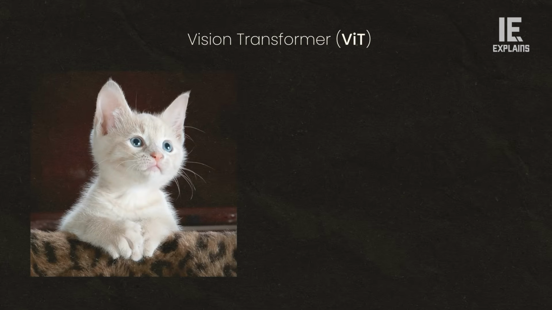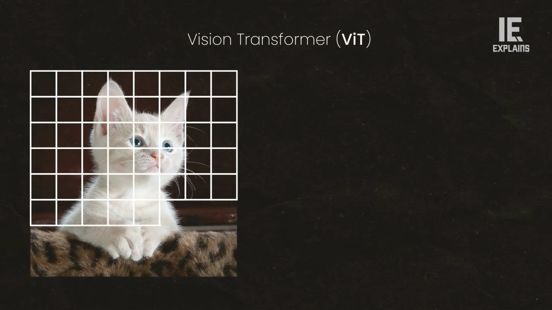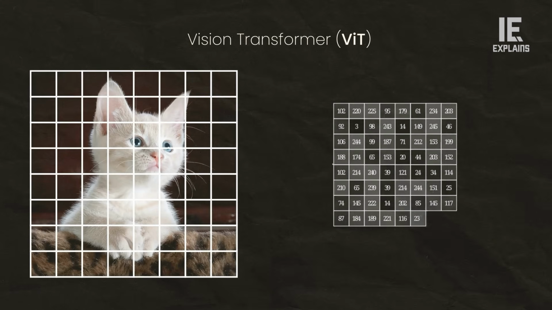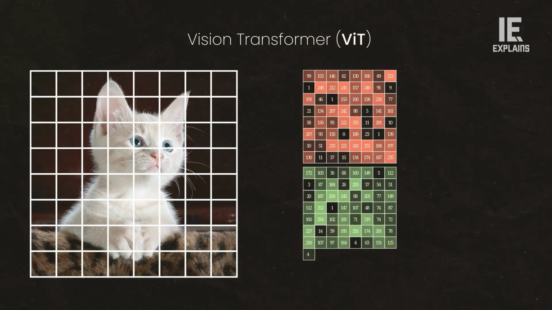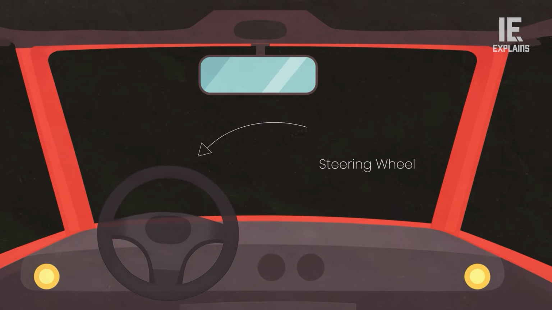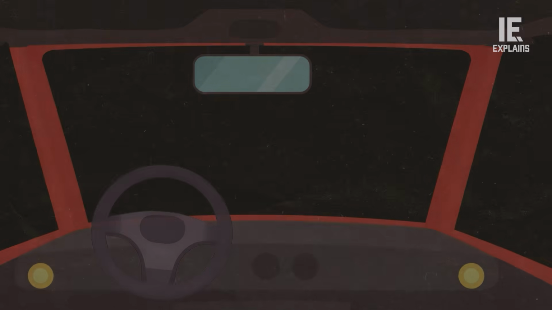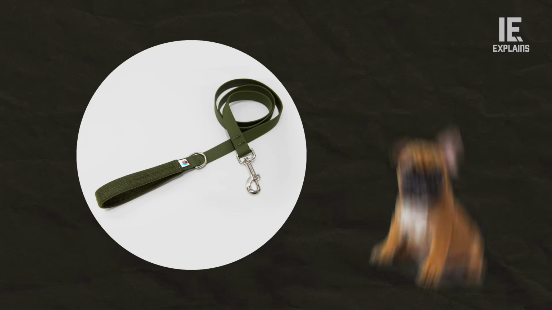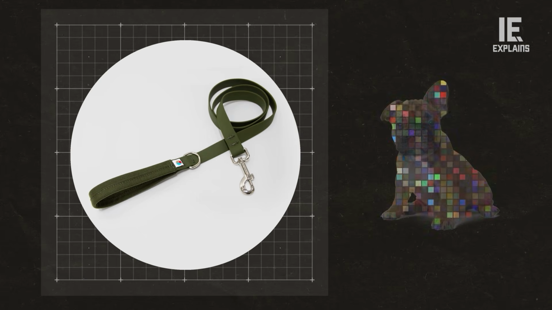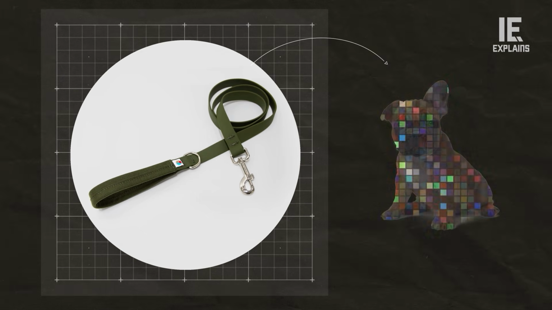The biggest architectural change in the last 5 years is the vision transformer. Instead of processing an image through local filters, it divides the image into patches and lets every patch attend to every other patch simultaneously. What that means in practice is that the model can understand context. A steering wheel implies a car's interior, even if the car's body isn't visible. A leash implies a dog, even if the dog is out of frame. It's not just rendering pixels anymore, it's reading situations.